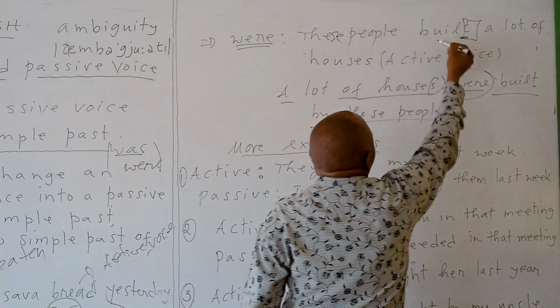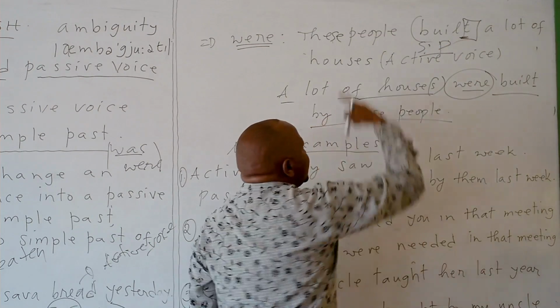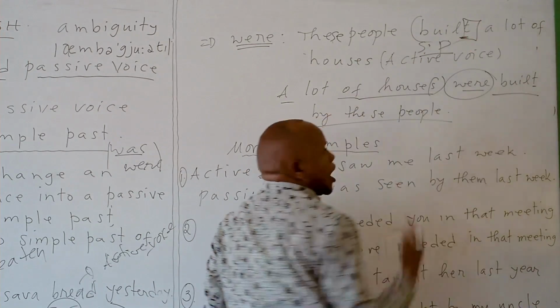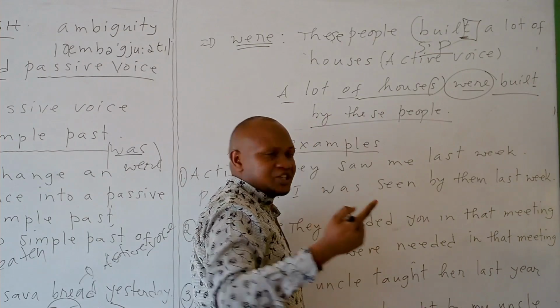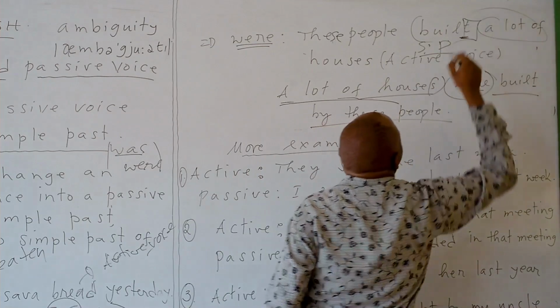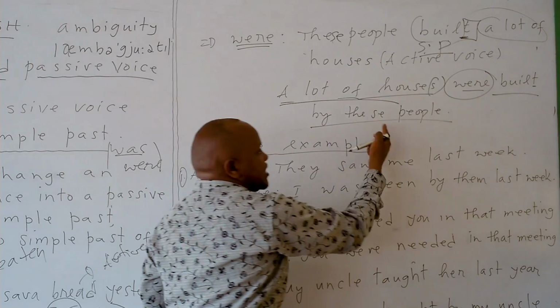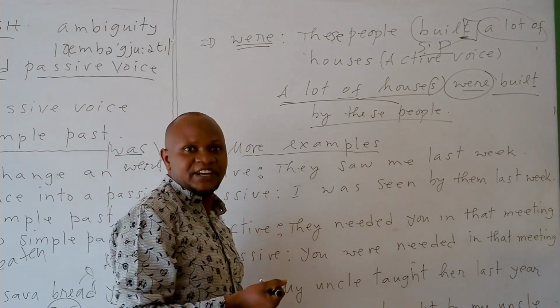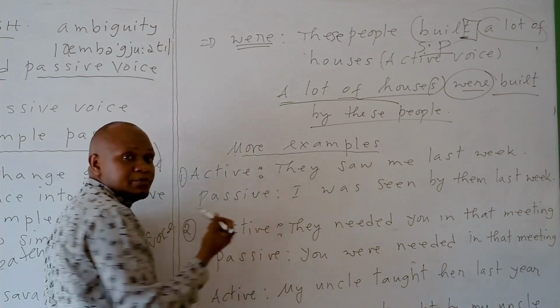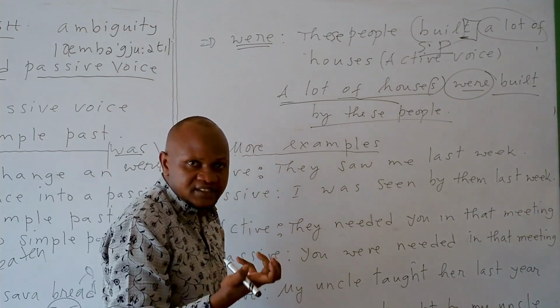These people built, simple past. This is the simple past of the verb to build. These people built a lot of houses. Then a lot of houses, okay? A lot of houses were built by these people. Fantastic.